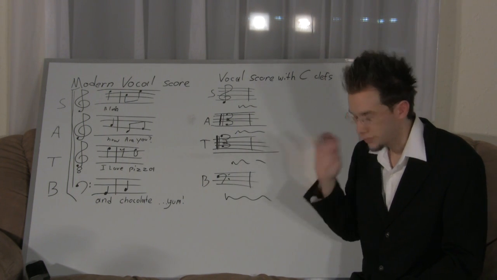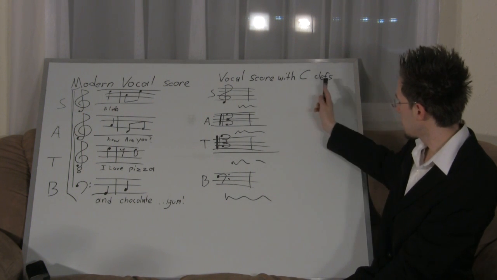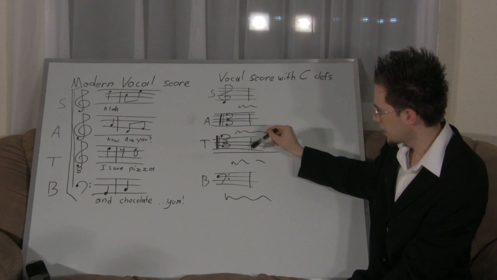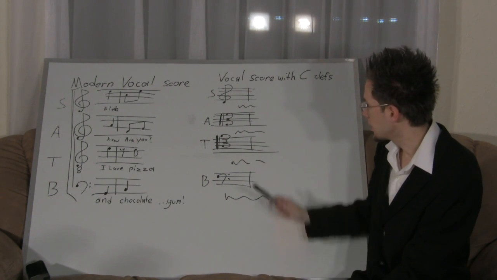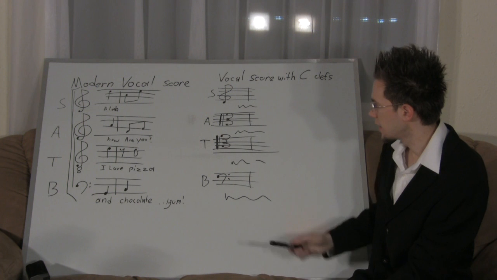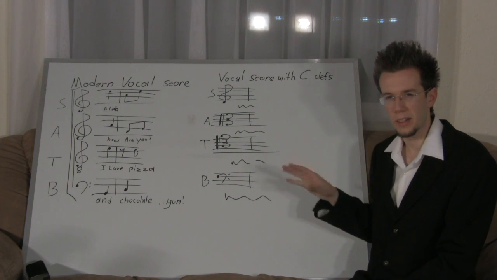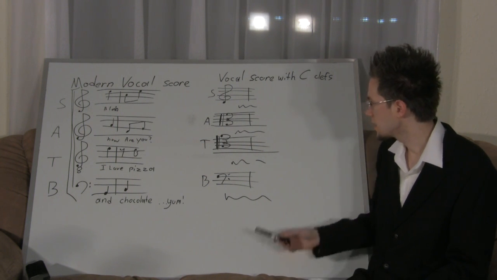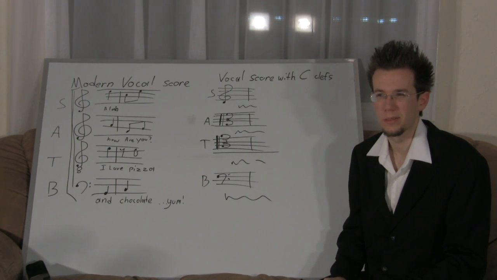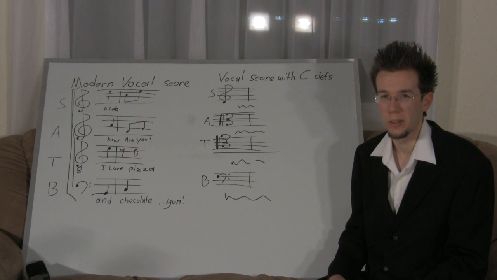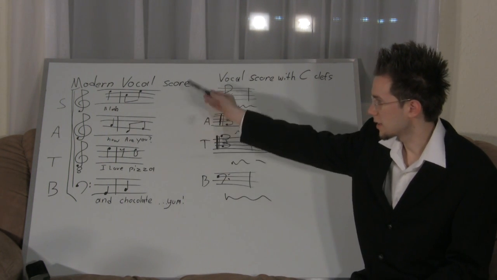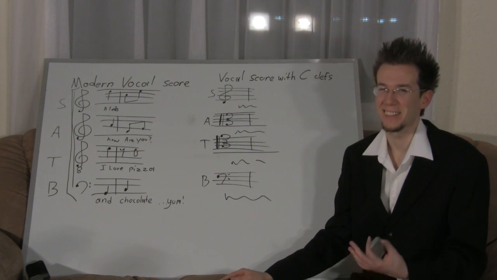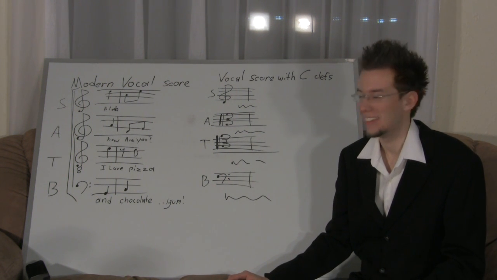So anyway, vocal score with C clefs, this is your soprano, alto, tenor, bass, okay? And so you have an alto clef and a tenor clef. Now this is the old way that they do it. They don't do this as much anymore. You'll still see it sometimes, but it's kind of going out of style for people doing more modern stuff. This style over here is coming, that's why it's called modern vocal score. I mean, look at the title, right? I guess that makes sense.